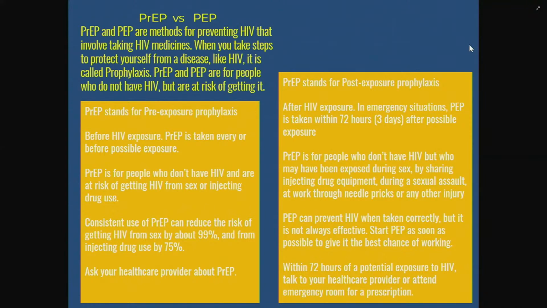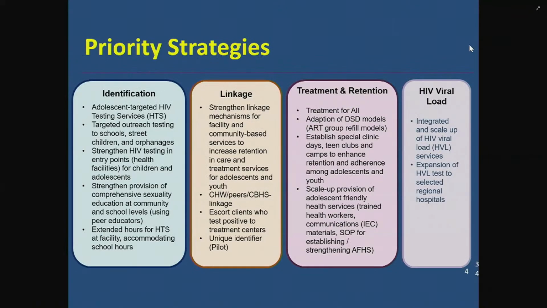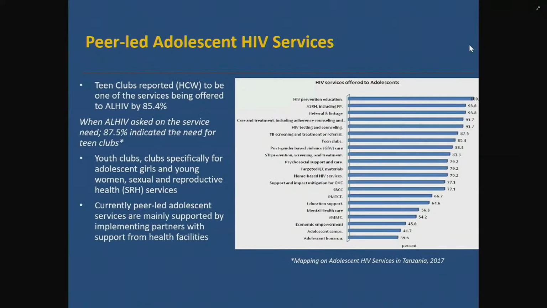PEP, as you know, can be given whenever a patient is exposed, and also when taken correctly, it can prevent the person from getting HIV. So, what are our priority strategies? The first one, of course, as we know, is identification, linkage, treatment, prevention and retention, and finally, ensuring that the viral load remains suppressed.